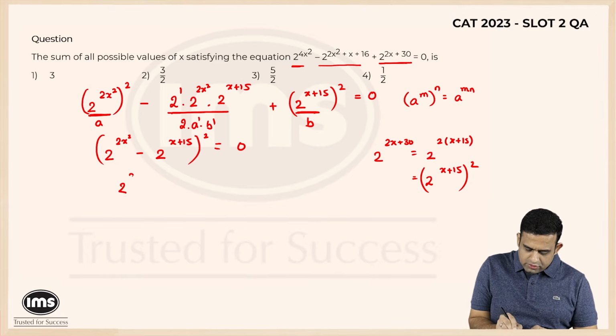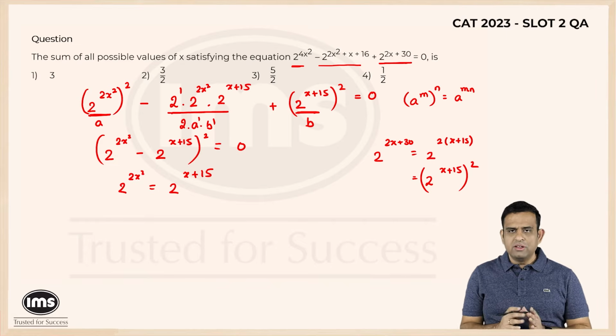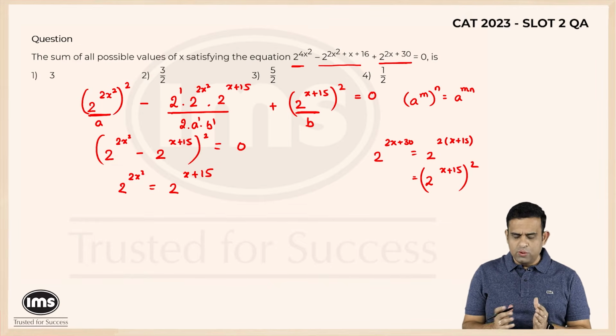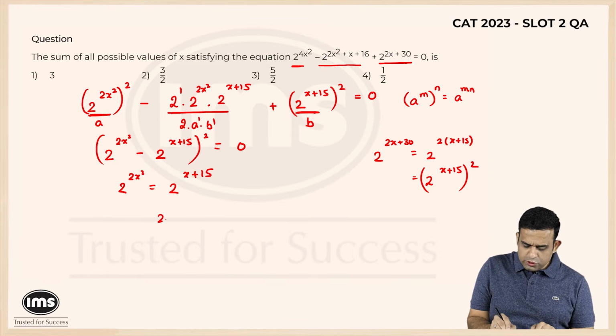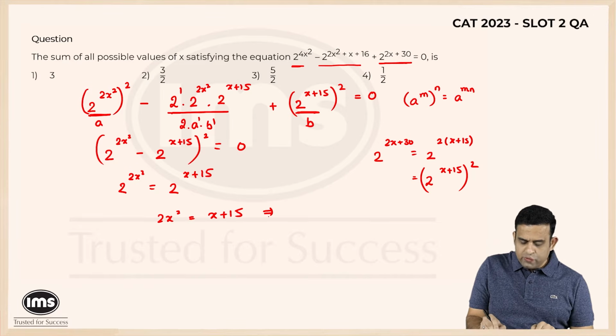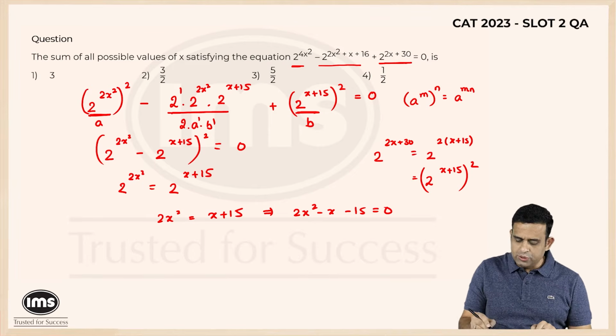So 2 power 2x square should be equal to 2 power x plus 15. For this scenario, the bases are the same, so the powers must be equal. So 2x square should be equal to x plus 15. So we are getting a quadratic: 2x square minus x minus 15 is equal to 0.